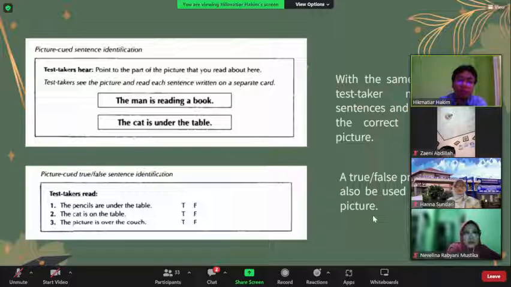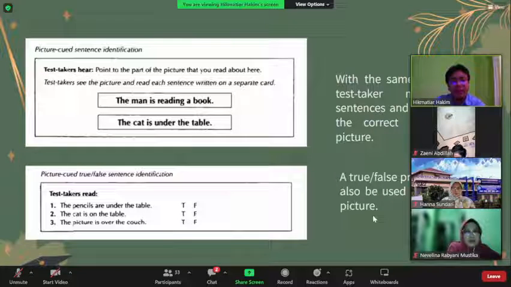And then it could also be given on a card in short sentences. For example, the man is reading a book, and then the students have to point to it again. Which one is the man reading a book? And then they point to it. The cat is under the table. Which part of the picture shows the cat under the table?